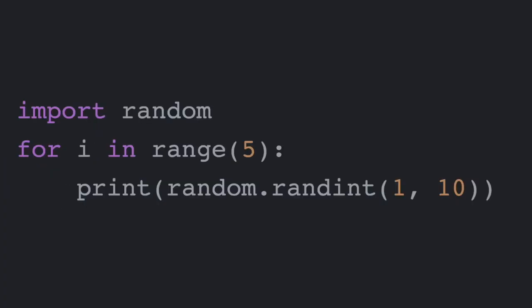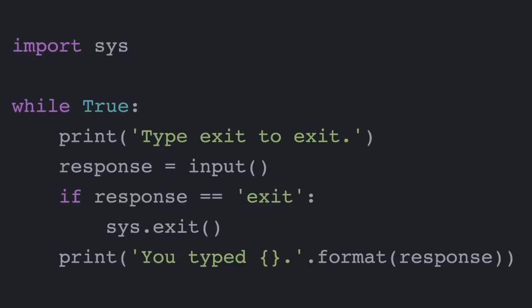And here's how to import a module. We're importing the random module, and then we're using the random module to get a random integer between 1 and 10. And this is how you would import everything from the random module. If you want to end a program early, you can use sys.exit.